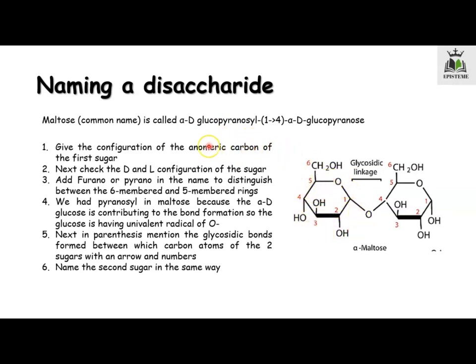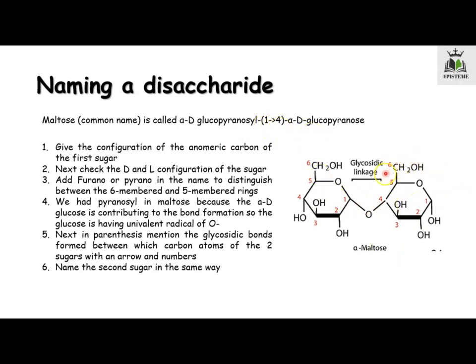So that's why glucopyranosyl, and pyranosyl is used, not pyranose, because it's in the ionic form. It's taking part in a reaction, so it's not in a pyranose neutral structure. So it's an ionic structure. That's why it's pyranosyl. And next we are writing the contributing carbons. Here the carbon number 1 and the carbon number 4 are contributing. So that's why 1 arrow 4.